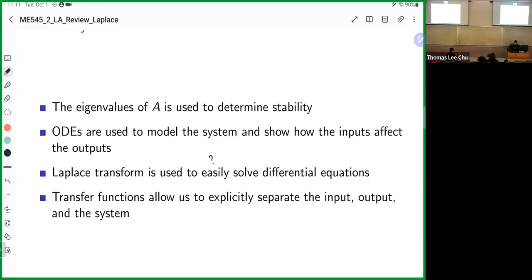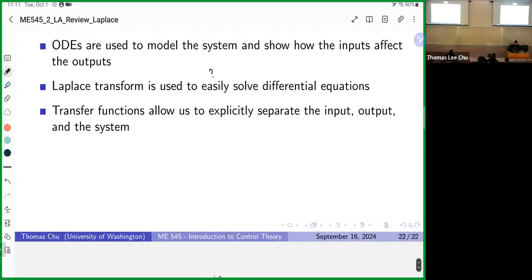Transfer functions allow us to explicitly separate the input-output in the system. Know that the transfer functions only look at the input, the force response. We don't consider the initial conditions. If I ever ask you for the total response, include the initial conditions. If I tell you to give me the transfer function, you can just give me the natural response or the force response form only. So that wraps up this.